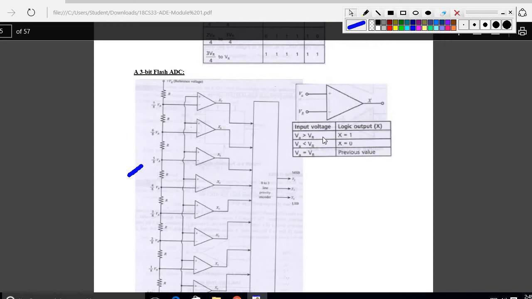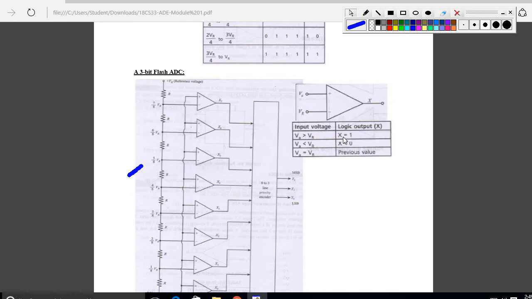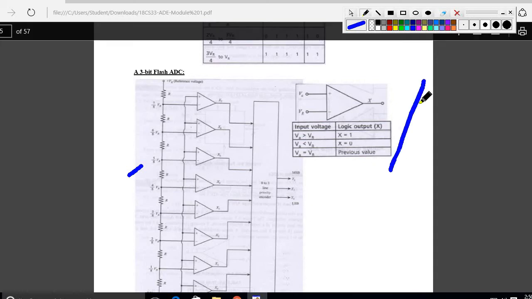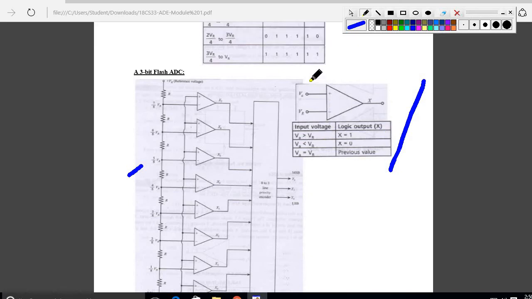So here if the input voltage VA is greater than VR, then logical output X is 1. When VR is greater than VA, X is equal to 0, meaning the logical output should be 0. If both are equal, VA is equal to VR, it represents the previous value. You should know the truth table. So these are the inputs, this should be the output. This is an operational amplifier. So when it is greater than, X is 1, when it is less than, X is 0. When both are equal, it shows the previous value.